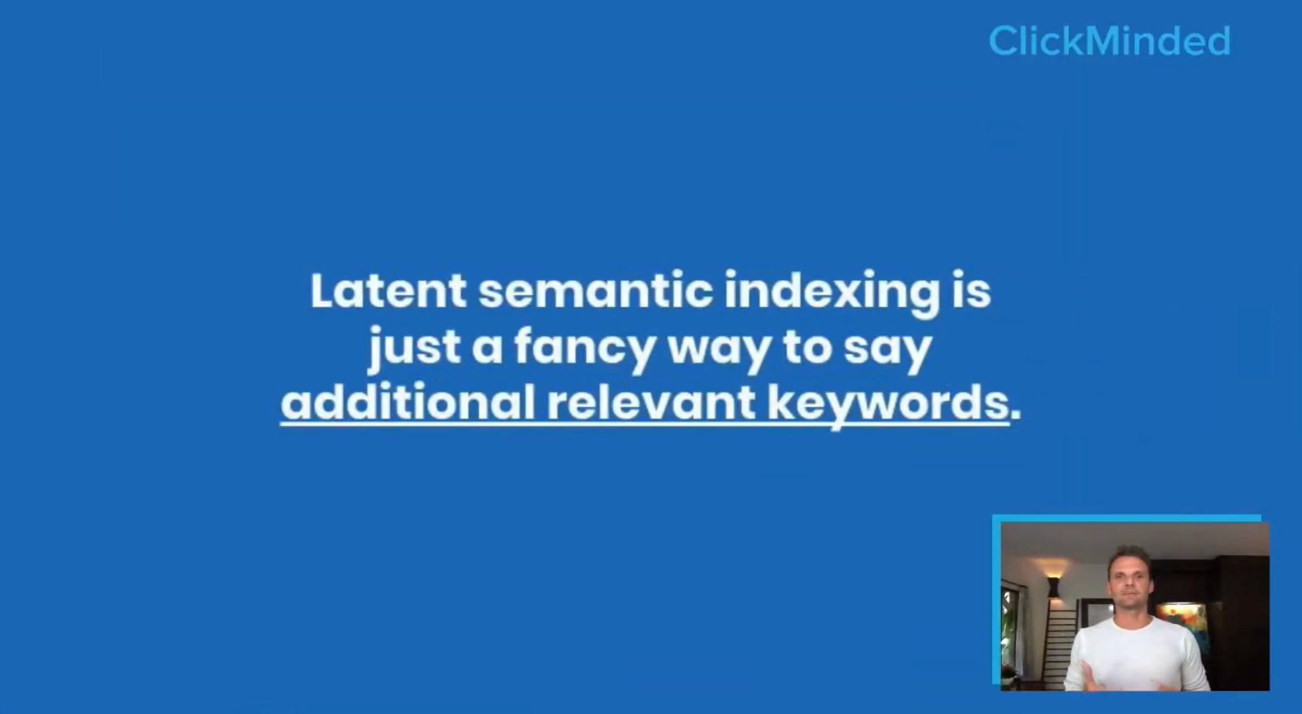Latent semantic indexing is really just a fancy way to say additional relevant keywords, right? Google has a very difficult job in trying to rank documents. A user does a search on a search engine. Google has to find the 10 most relevant documents to show on that first page of results. And latent semantic indexing is really just a way to help them do that, right? So the basic idea here is that there's a number of keywords that aren't necessarily synonyms, but are incredibly contextually relevant to your primary keyword.